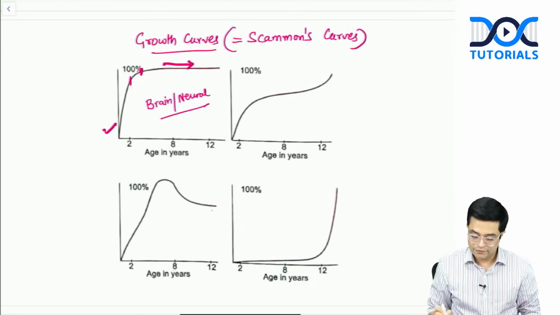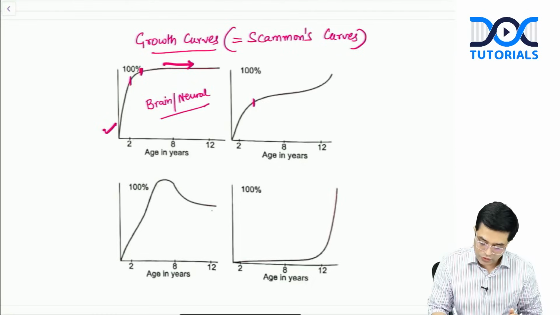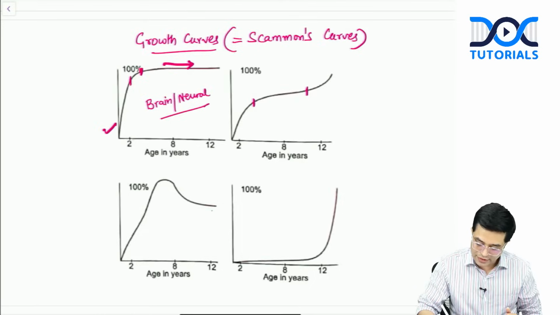Look at the second curve. In the second curve, we find that from 0 to about 4 years, the growth was rapid. From 4 to 8 or 4 to 10 years, the growth became static. And then again, from 11 to 12 years onward, the growth again picked up.